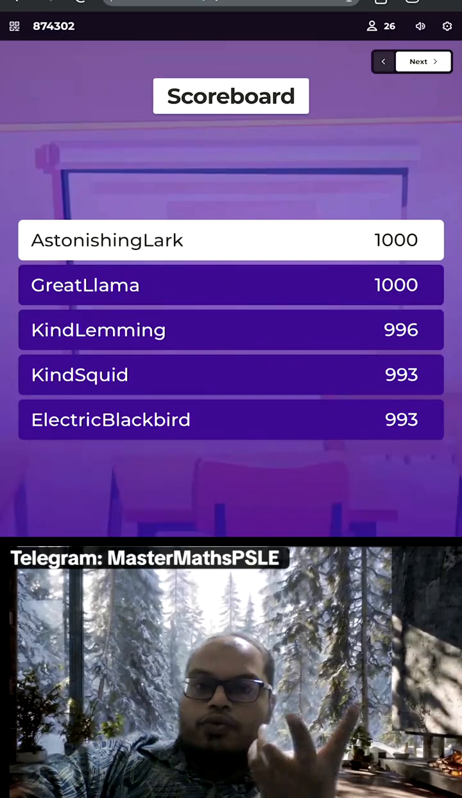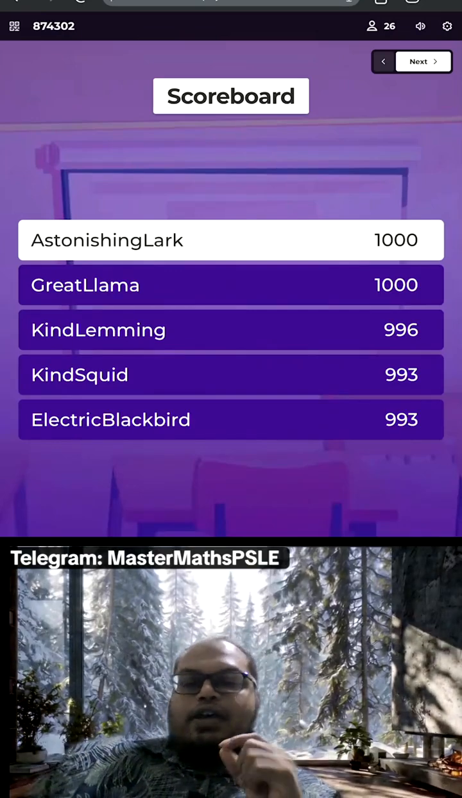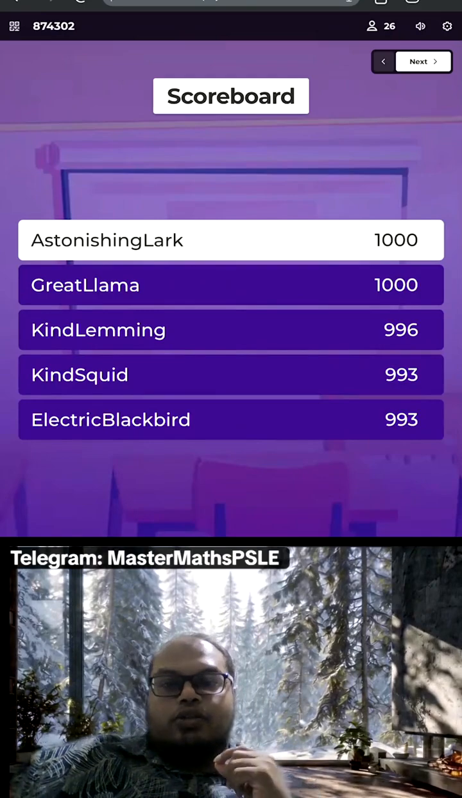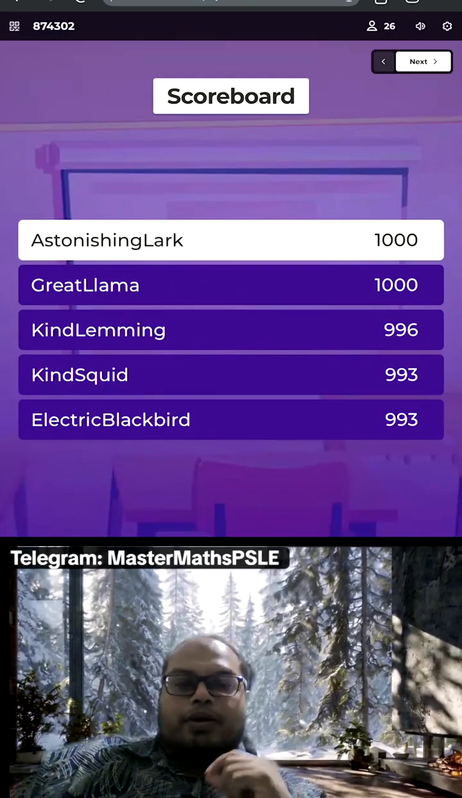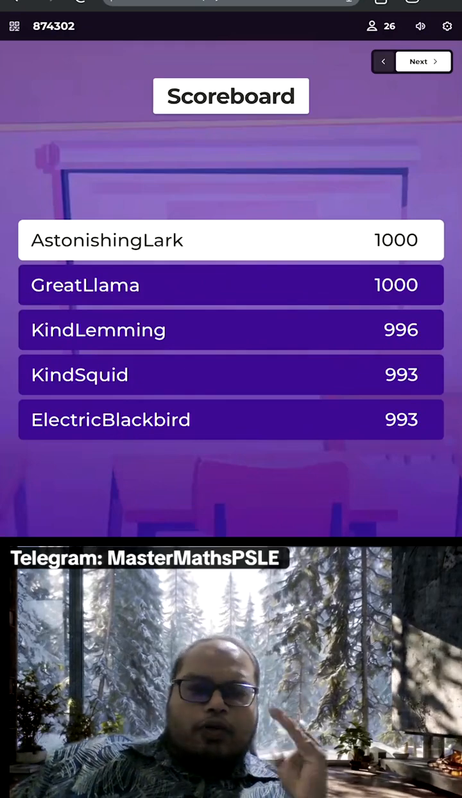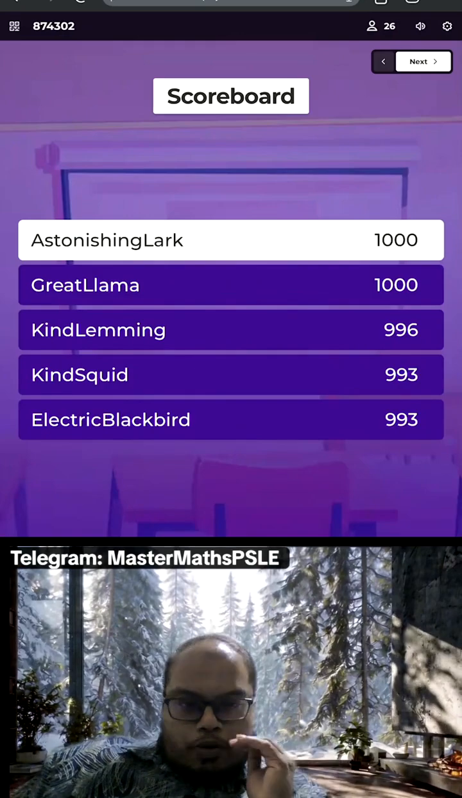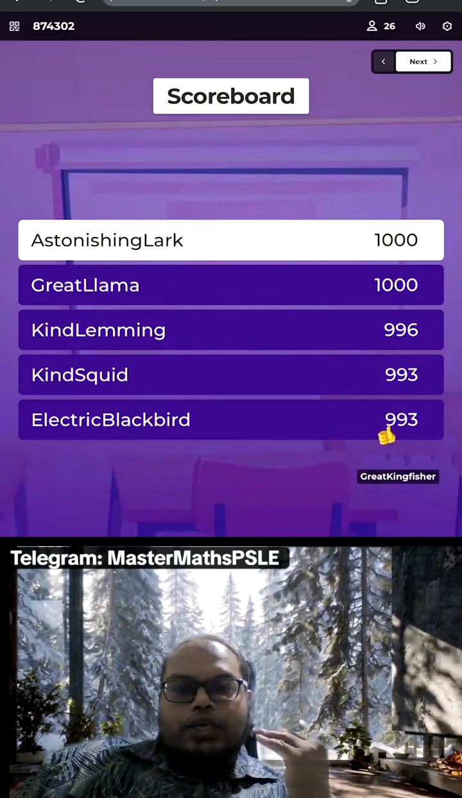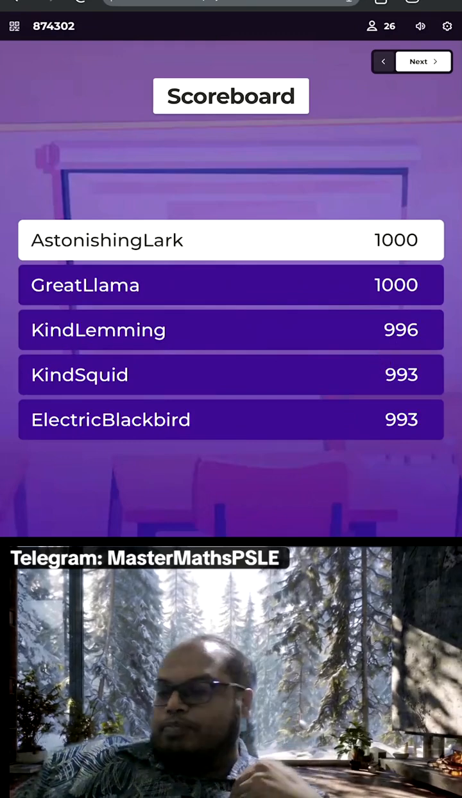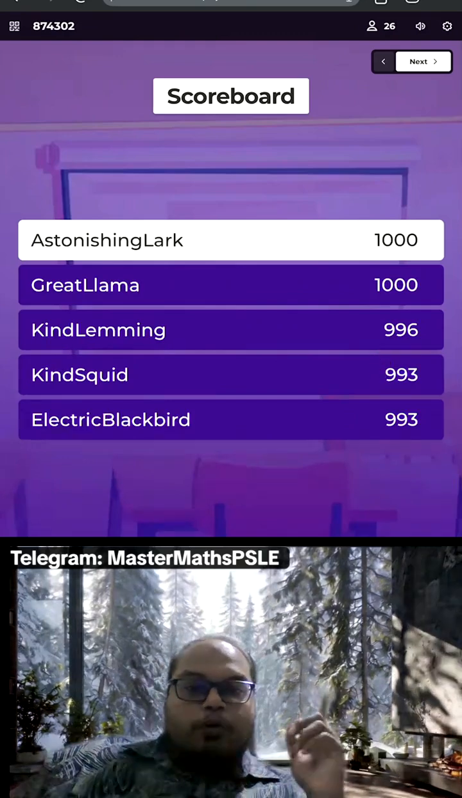2 of you got full marks. That means you answered the fastest. Good job. Astonishing Luck and Great Llama. And about 4 points behind, Kind Learning, and we got another 3 points behind, a draw between the 4th place and 5th place.